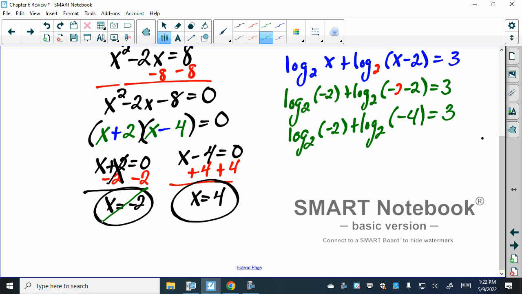This tells me that x equals 2 does not work. If we did the same thing with 4, we would see that it does work, because we would have positive numbers in every spot where we have a log. Because it would be 4 and 4 minus 2. This here would just be log base 2 of 4, and 2 minus 4 is 2. And this here would work. So for this one here, x equals 4 would be the only solution.